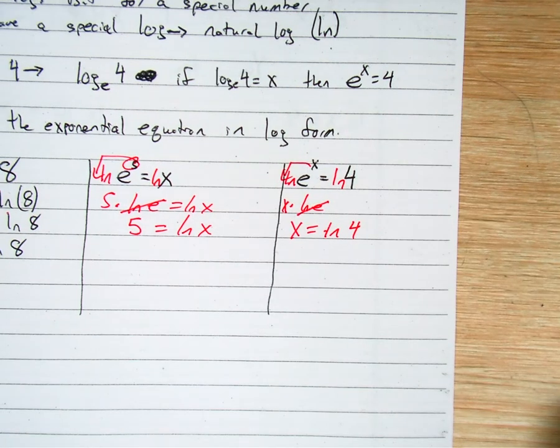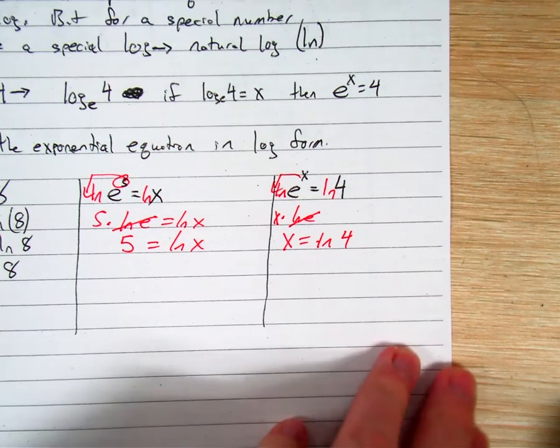Got the hang of it? It's not too tough. It's the same stuff we've been doing with exponentials and natural logs, just now we're using two special ones. We're using e and its opposite, the natural log.